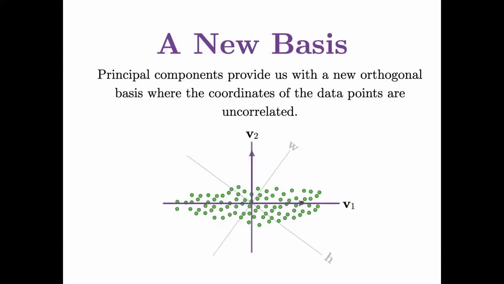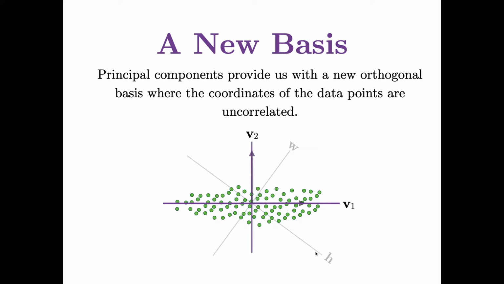And principal components, if we'd like them to, will provide us with a new orthogonal basis where the coordinates of the data points are uncorrelated. So all I've done here is take my first and second principal components, V1 and V2, and rotated my picture so that, in the traditional view, there is a variable along the horizontal axis. And you'll see now this data is uncorrelated. V1 and V2 are two new variables that are completely uncorrelated. And that will always be the case in principal components.